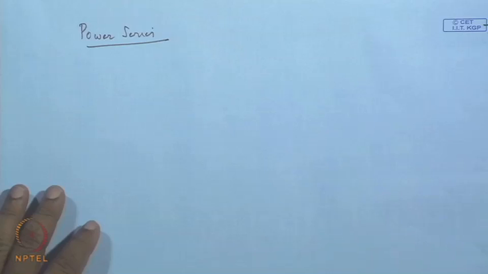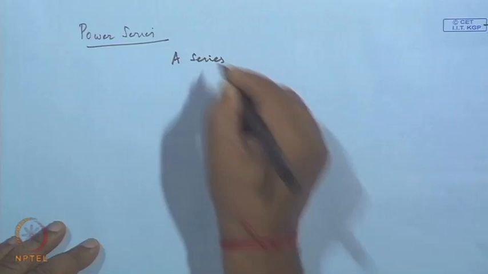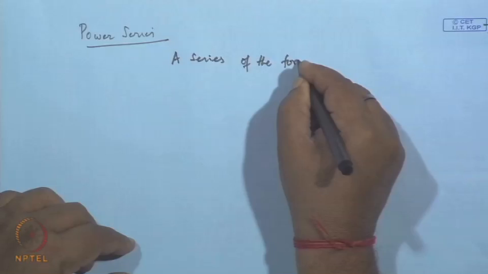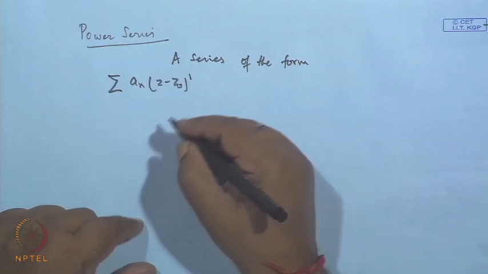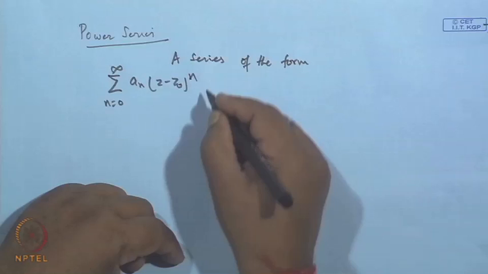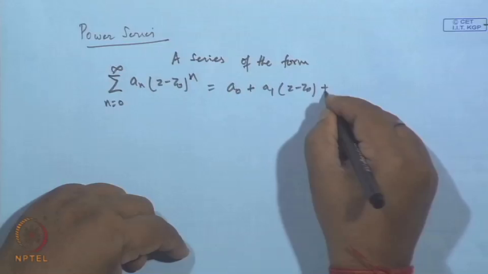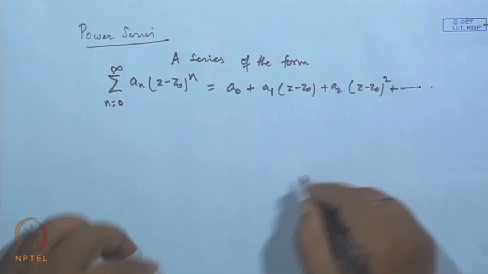The power series is a series of the form sigma a n (z minus z naught) to the power n, where n is 0 to infinity. That is, if I expand it, it is a naught plus a 1 (z minus z naught) plus a 2 (z minus z naught) whole square and so on, where z is a complex number.